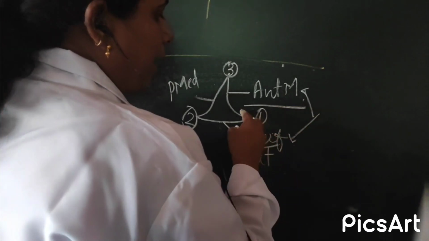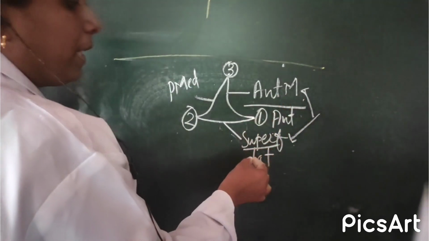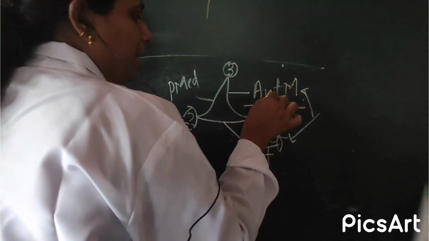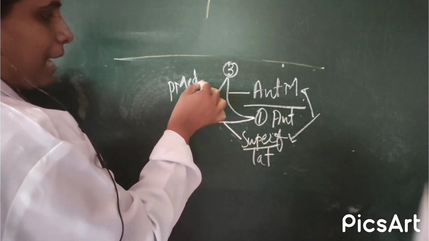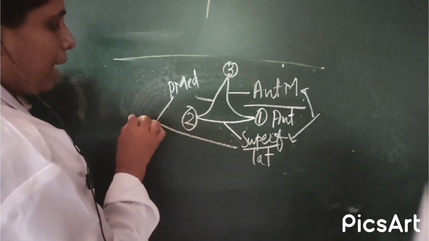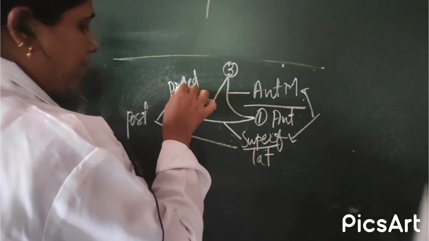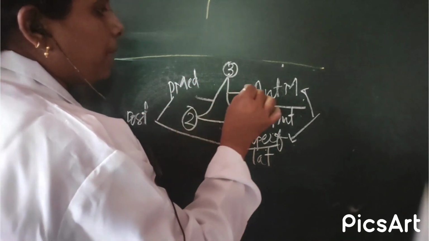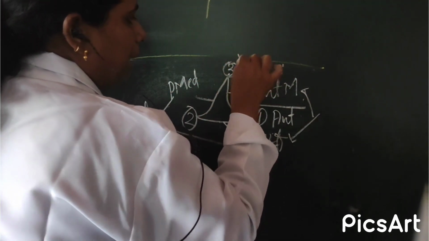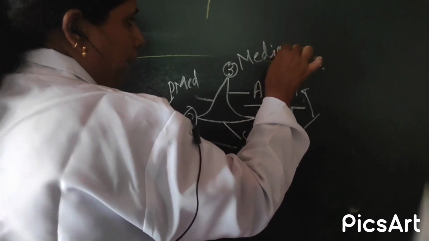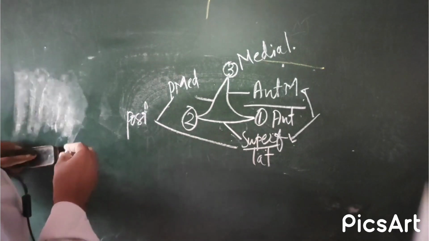The anteromedial surface and the superficial surface are divided by means of the anterior border. Between the superficial surface and the posteromedial surface, we can see the posterior border. Between the anteromedial and posteromedial surfaces, we can see the medial border. So these are the surfaces and borders of the parotid gland.